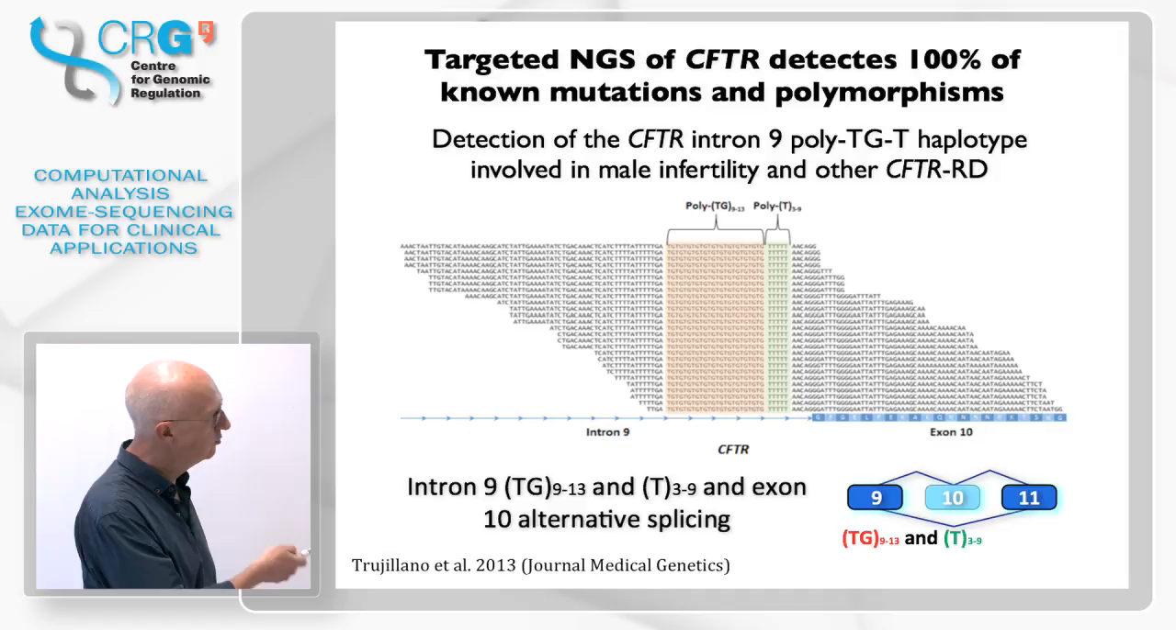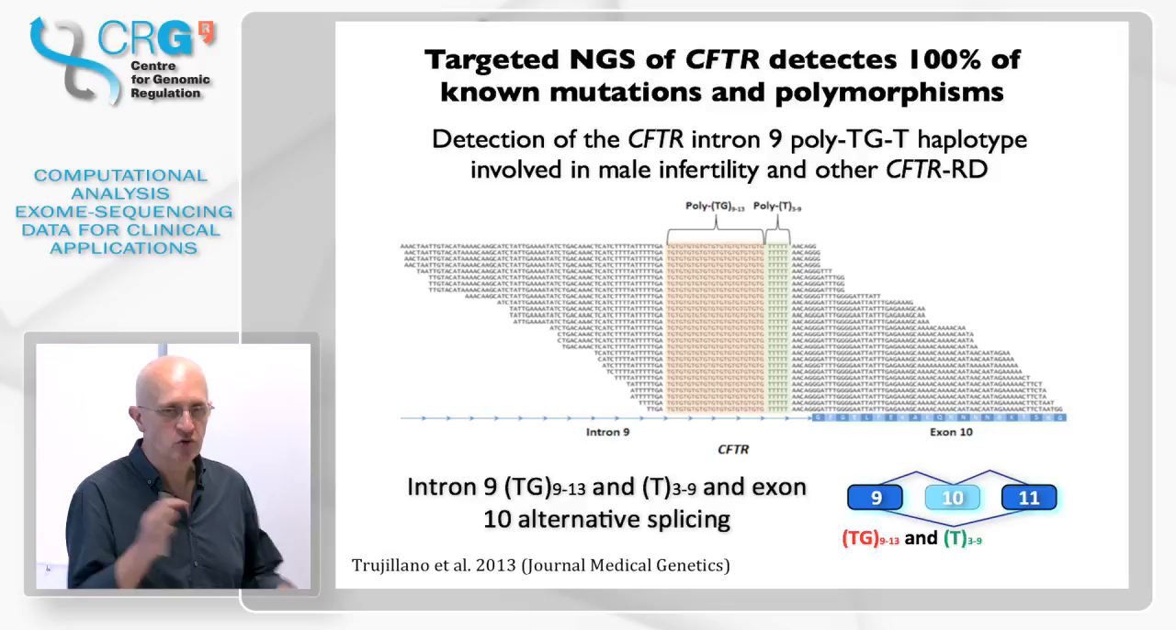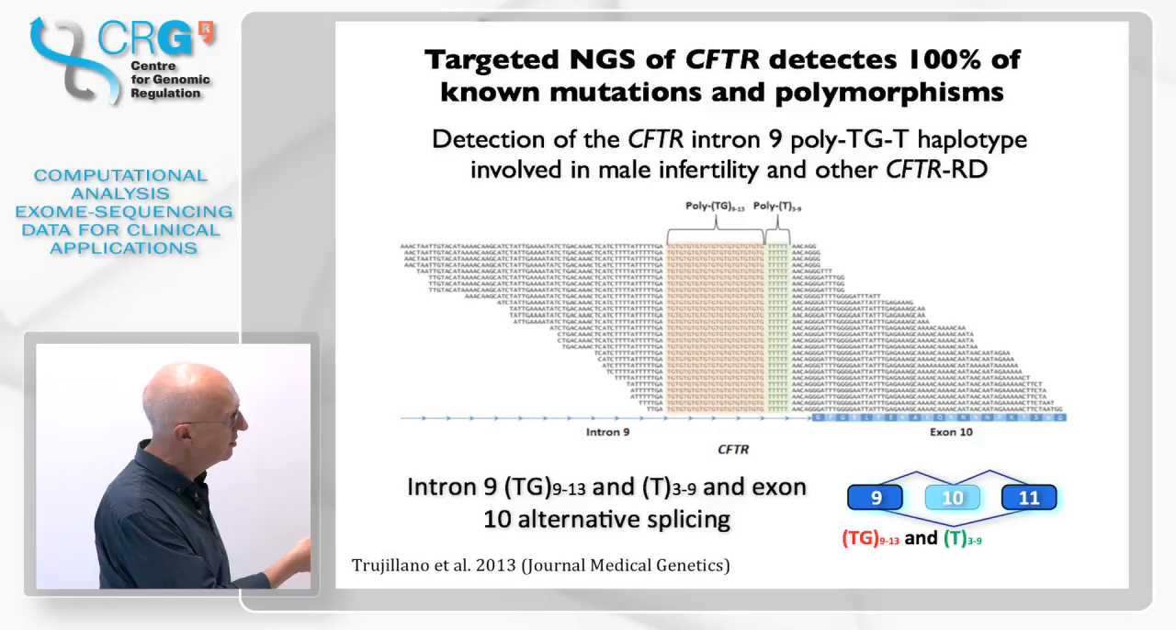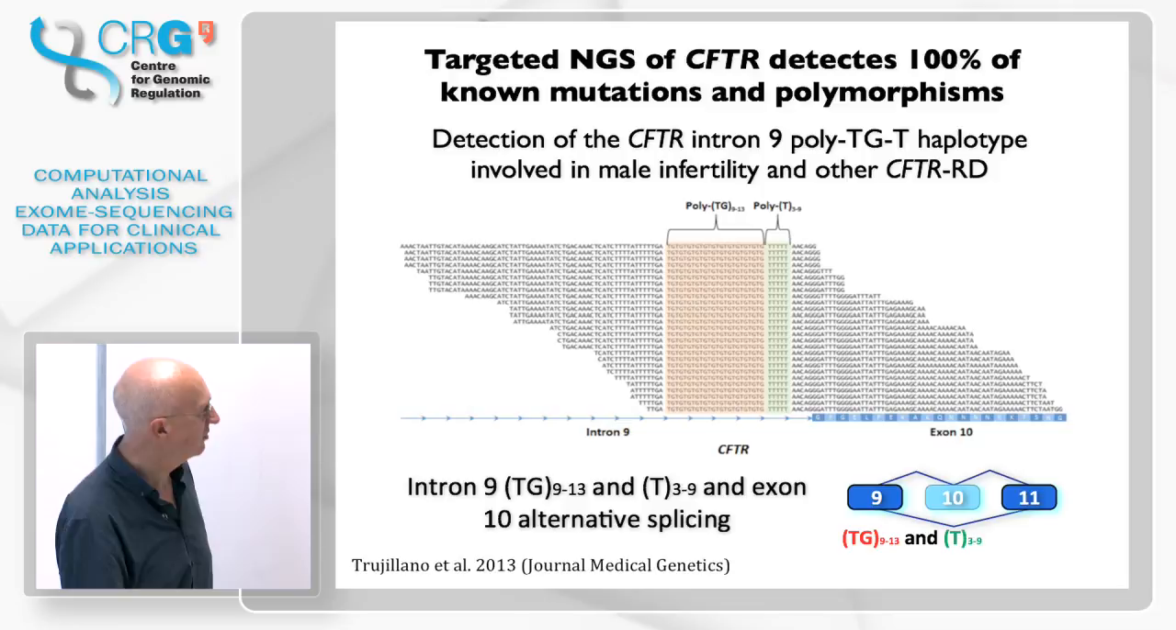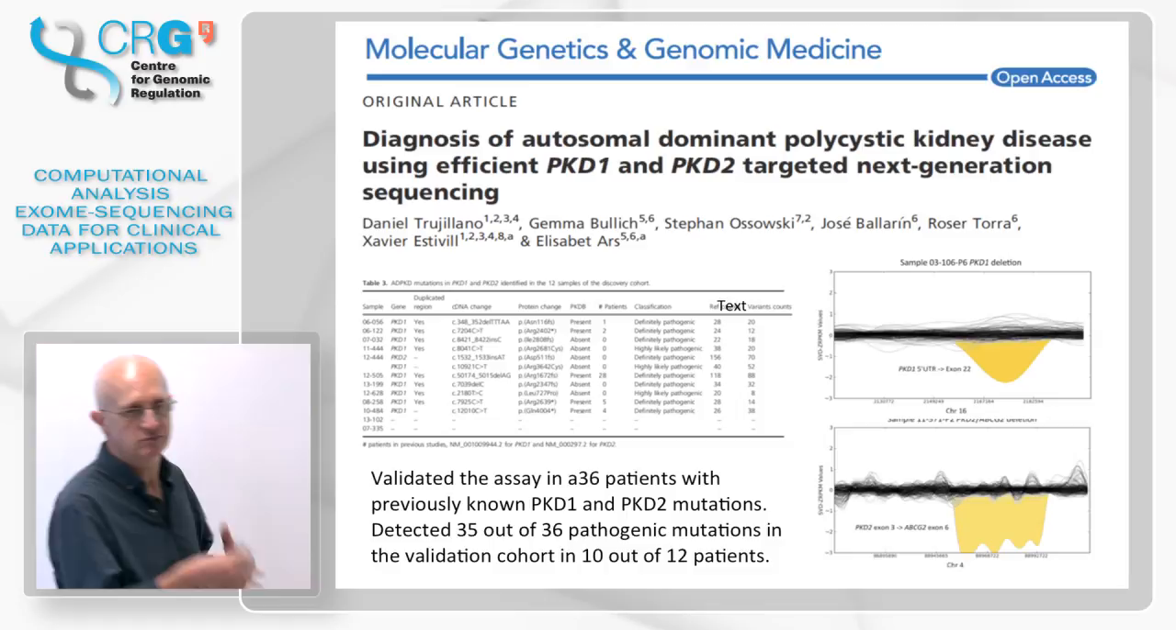But through next generation sequencing, if you use the algorithms very well, you are able to define very well the length of the TG and the length of the poly-T, and then perform a proper diagnosis using this type of approach. And we have applied different types of panels to different disorders.